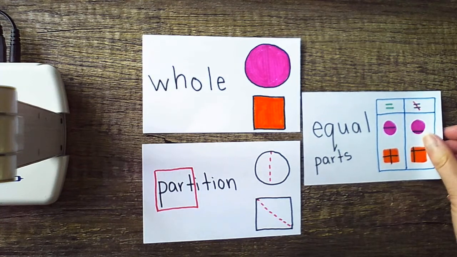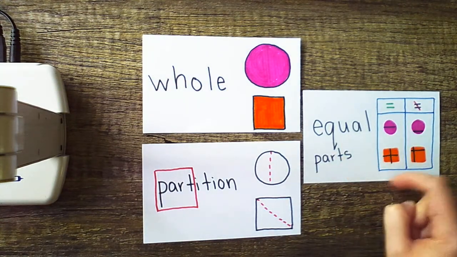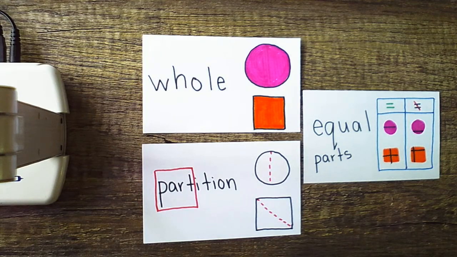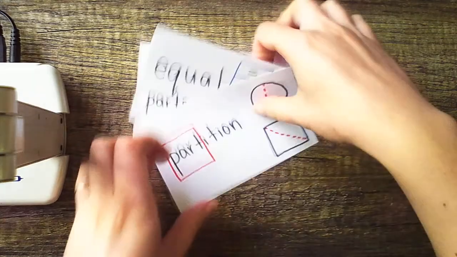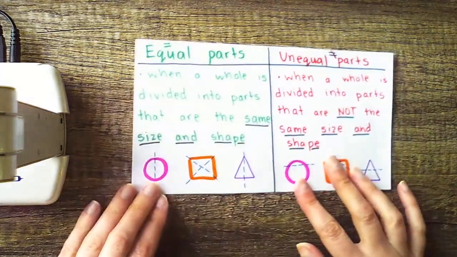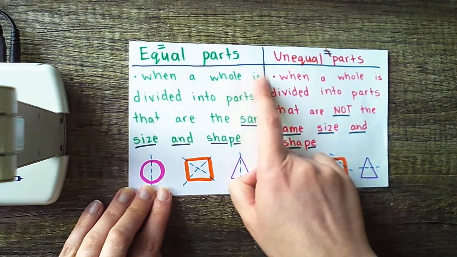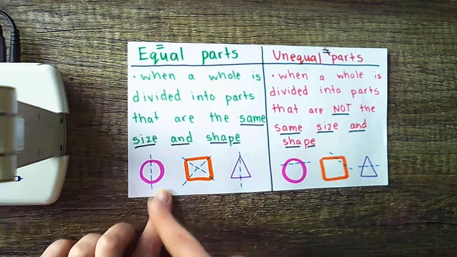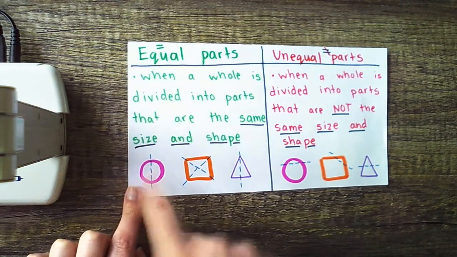And what we want to make sure we understand today is what is an equal part, because there are equal parts and there are unequal parts. Equal parts are the same size and shape. So let's talk about that a little bit, and then we're going to use some real life examples that you could probably find all around your kitchen. So we have equal parts when a whole, that's the entire shape, is divided into parts that are the same size and shape. Notice how our circle here is partitioned or cut into 2 equal parts.